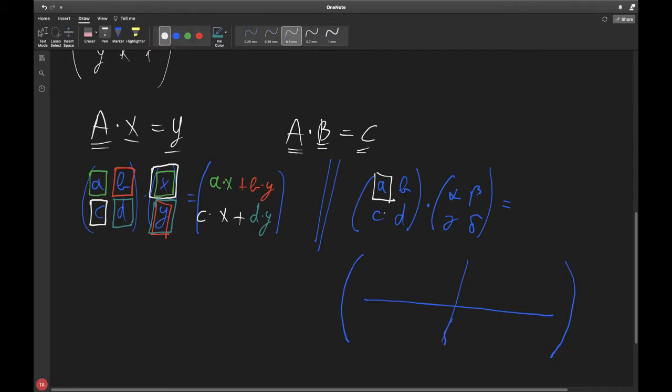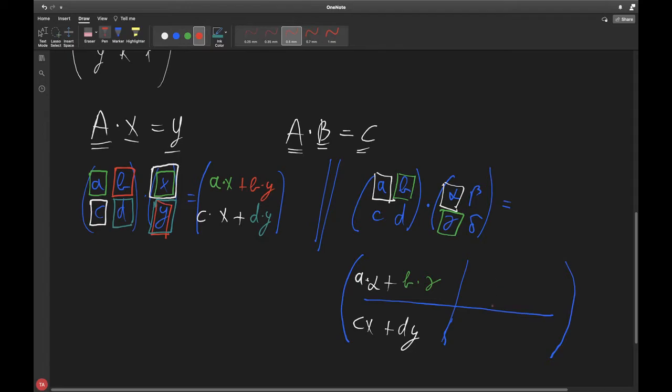So I have the first element, first column, first row, multiplied with the first column, first row. That's A times alpha, plus I have the second multiplied with the second row. So that's B times gamma. This is actually the same as what we had here. So let me essentially just copy those parts. So we had a cx plus dy here. So what's new is going to be this part.